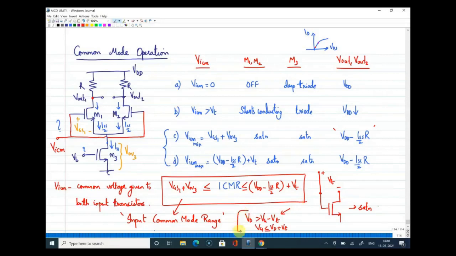So this is the condition for saturation, right? Vd should be greater than or equal to Vg minus Vt. From this I can say Vg should be less than or equal to Vd plus Vt. What will happen if it is going more than that? Yes, both transistors M1 and M2 may leave the saturation region and go to the linear region or triode region. So that is why we have to maintain transistors in the saturation region by providing suitable voltage to the gate.